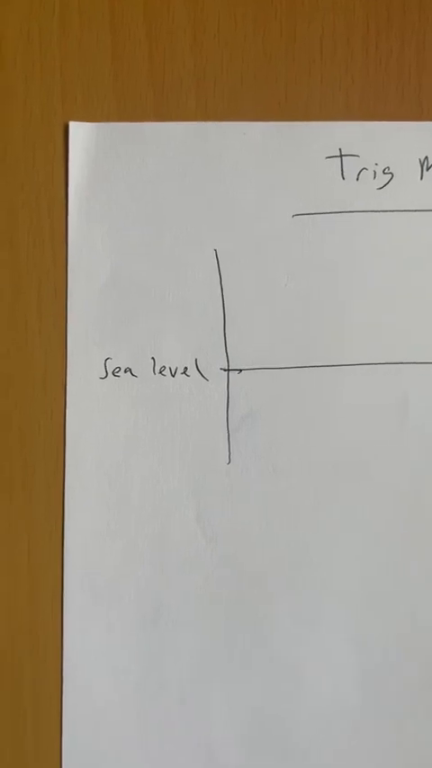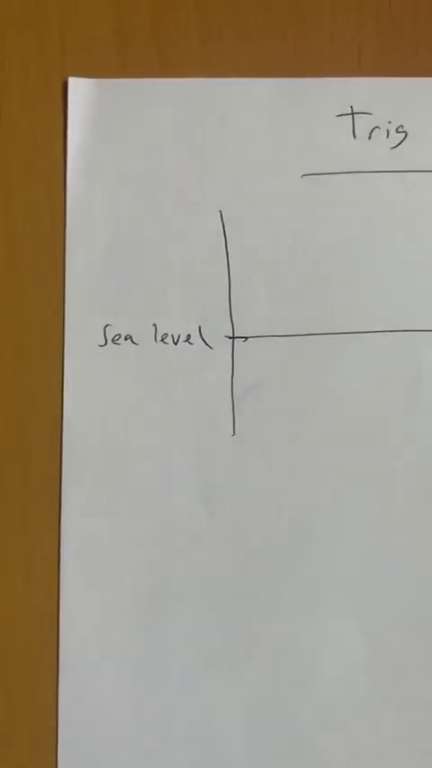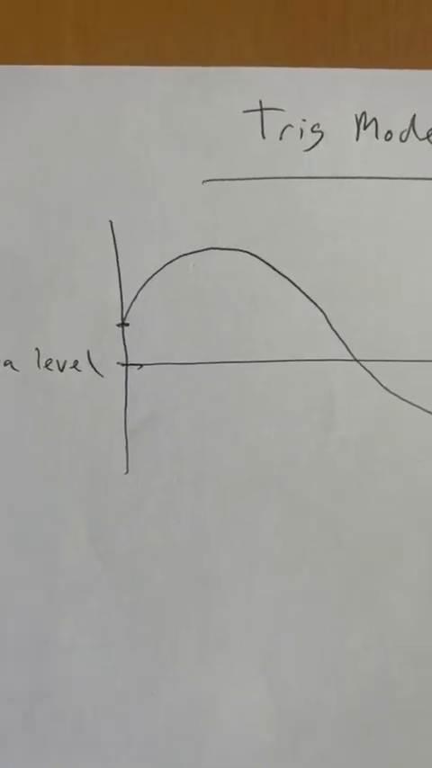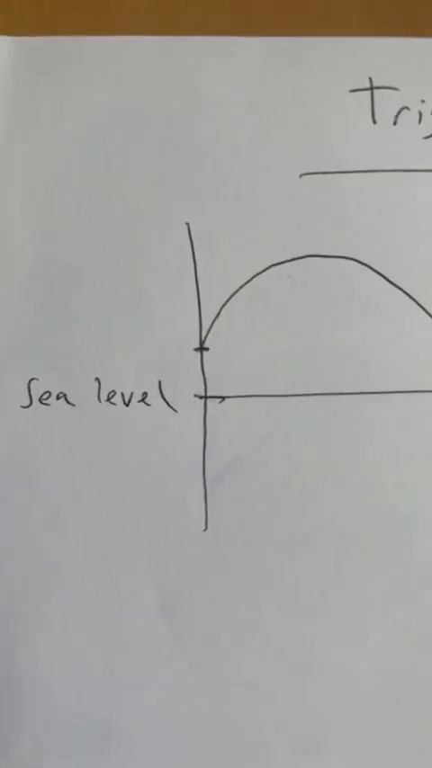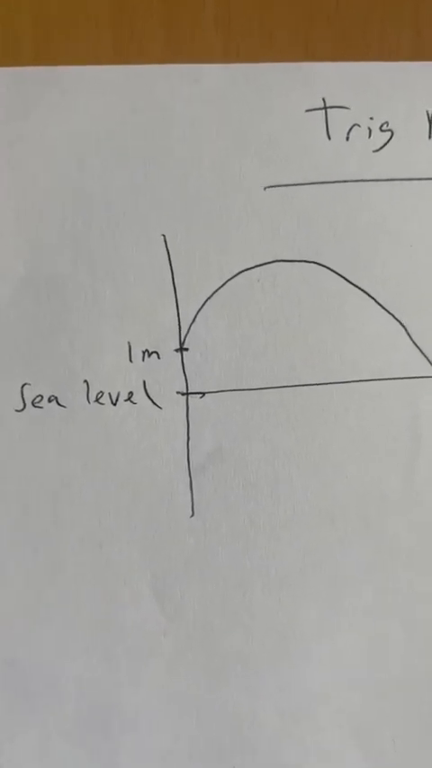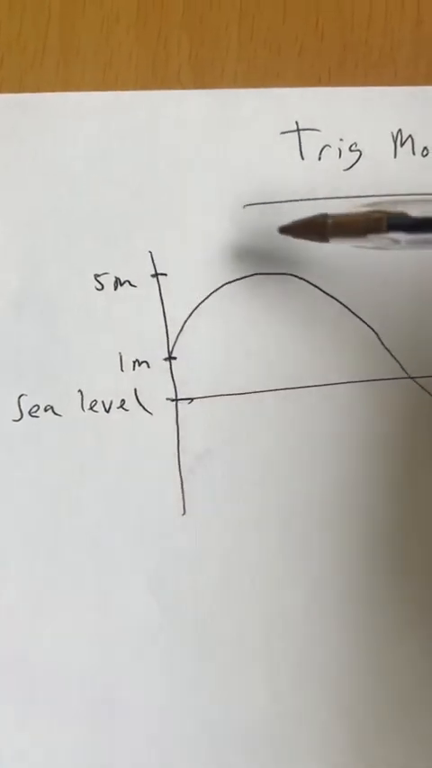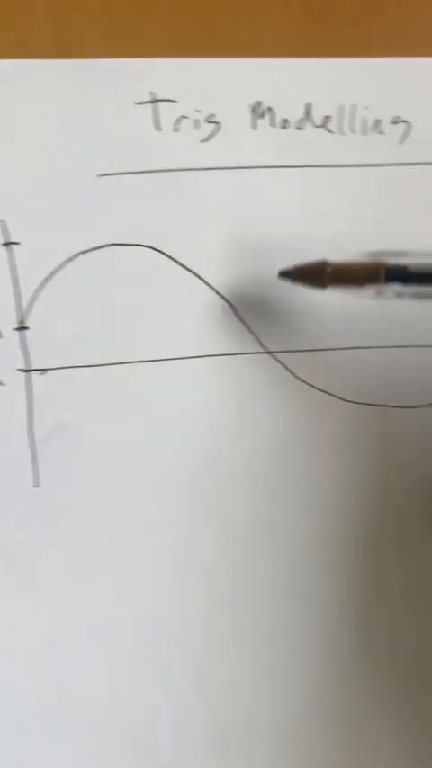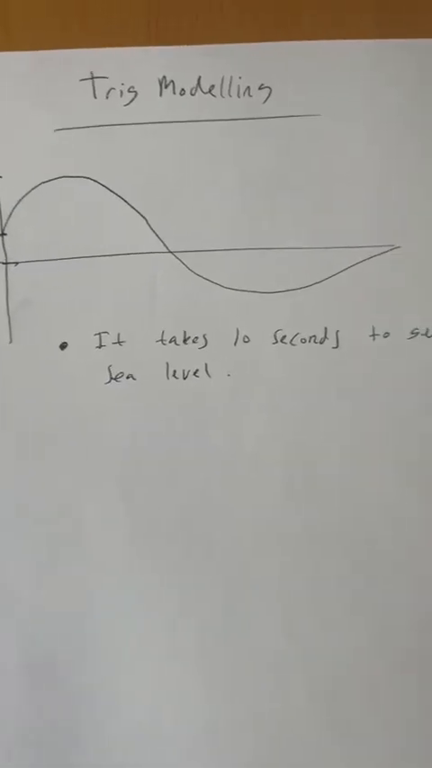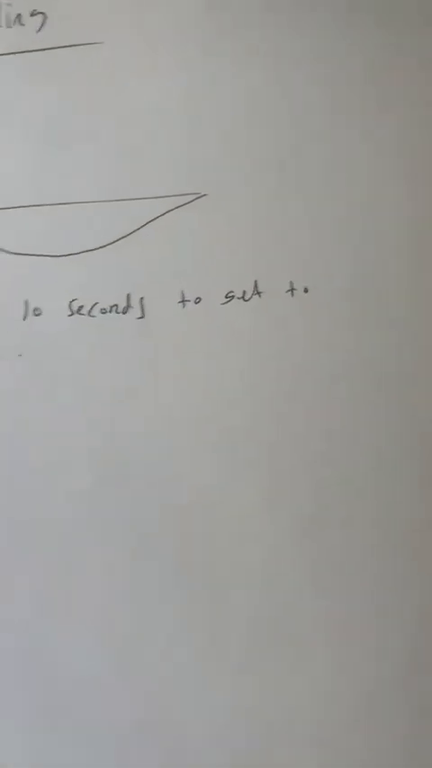Exam boards love trig modelling questions. So I came up with this question myself. We've got a sea here, so this is sea level, and we're going to swim along this sea in this kind of wave fashion. We start with a height of 1 meter above sea level, and the maximum height we swim up to is 5 meters above sea level, so we swim up and then down. And let's say it takes us 10 seconds to get to sea level.